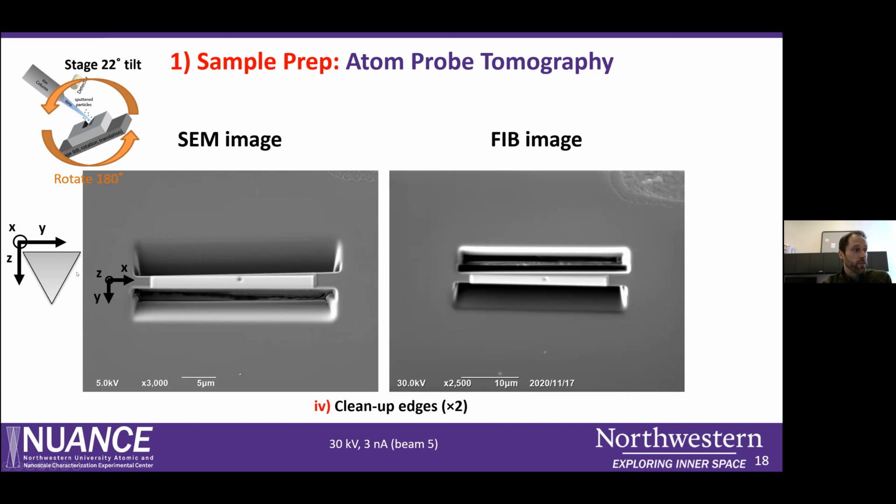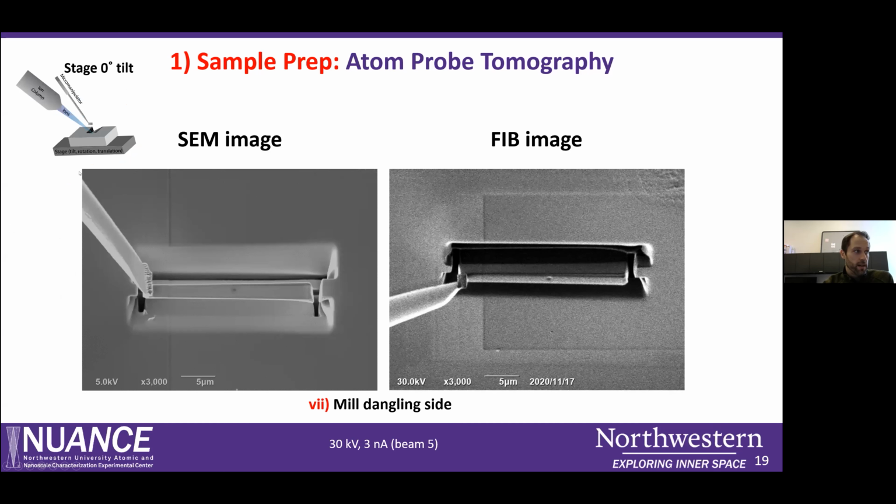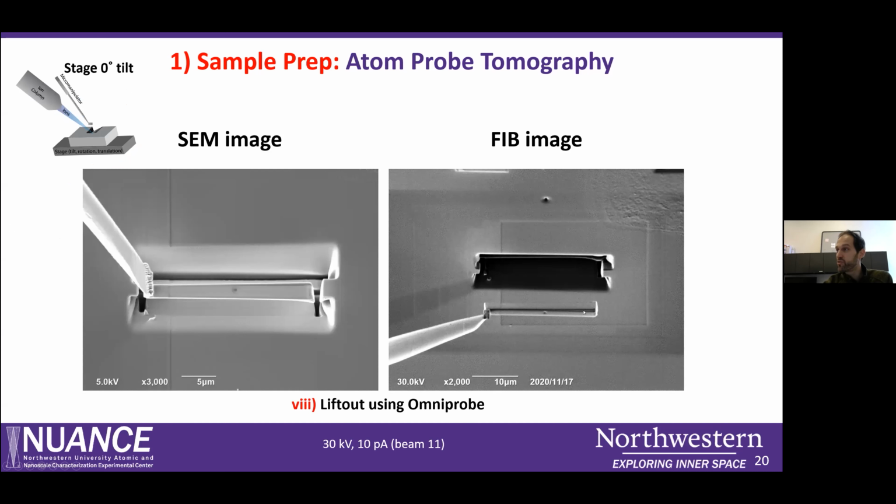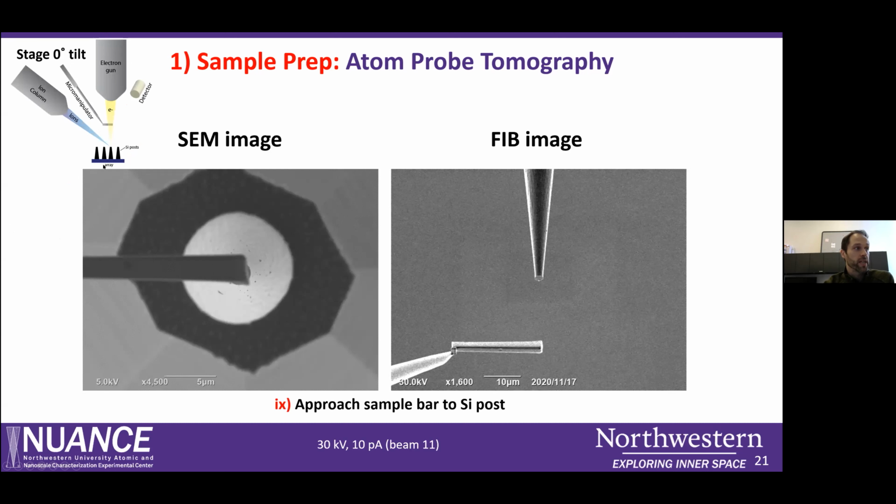So if you would look at the side of this bar, your ion beam would come in from one side. So you cut it here. Then you rotate the stage 180 degrees and you again mill at 22 degrees. So from the other side here. So this is basically a triangular bar that you're milling. Then you bring in your micromanipulator again, weld it on, cut the other side loose, and lift out this triangular bar.